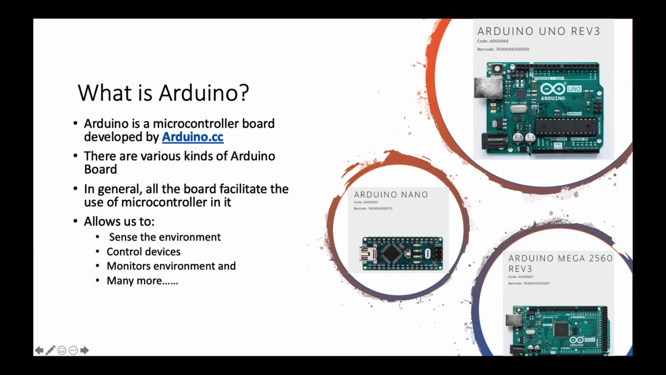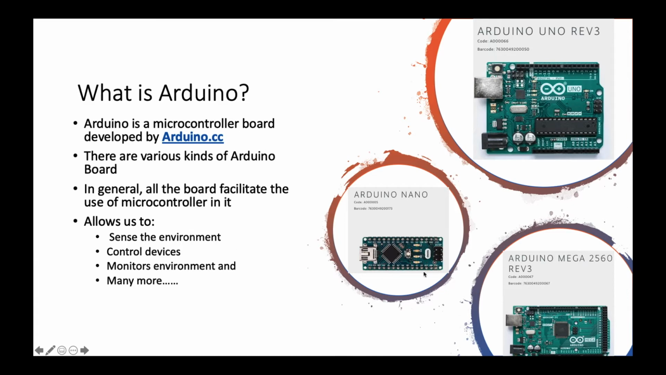So what is a microcontroller then? All these boards have a microcontroller. A microcontroller is a small computer which has its own processing unit, its own ALU, and its own memory. So a microcontroller is a small computer. All these microcontrollers have their own processing unit, their own memories, and their own input and output devices. All these Arduino boards will help us to use those microcontrollers.